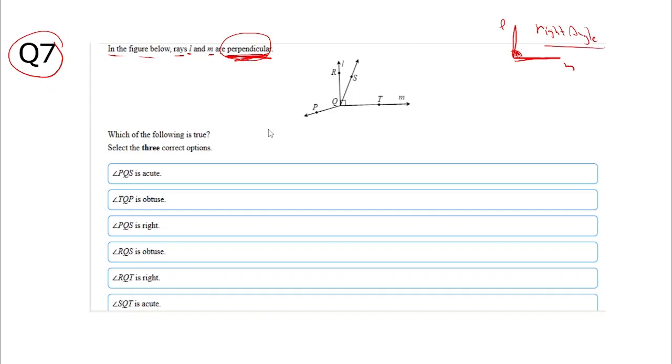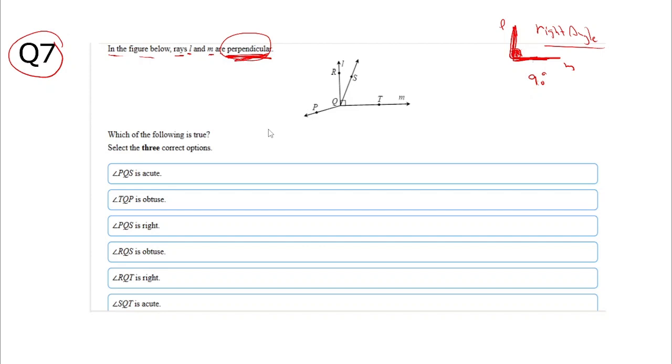And the measurement of this angle is 90 degrees. We'll talk about this in section 2. But if you see, this is the shape of the right angle. And this right angle is there because the two rays are perpendicular to each other.